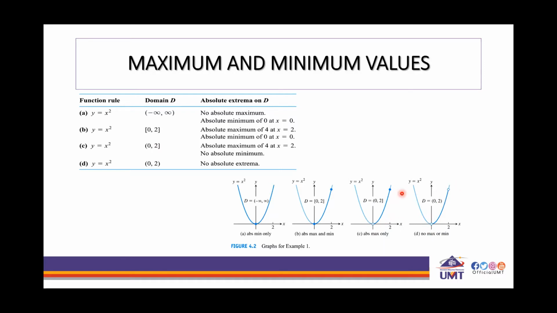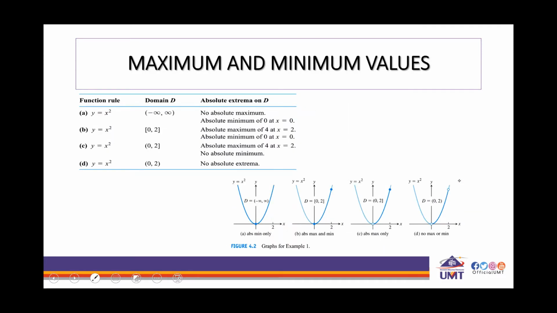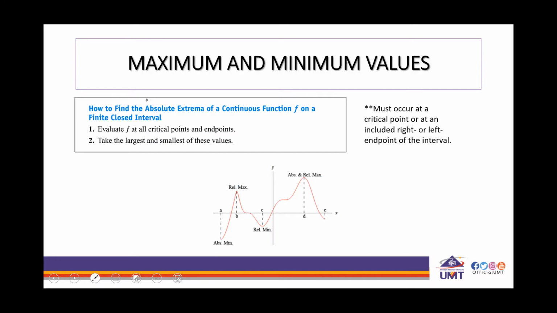So in this case, if y equals x squared, the domain D is, look at how it is written, the bracket used here is like this, so there's no absolute extrema there. It means there's no absolute minimum and no absolute maximum. So this is important, if you understand the use of the bracket. So next one, maximum and minimum value.